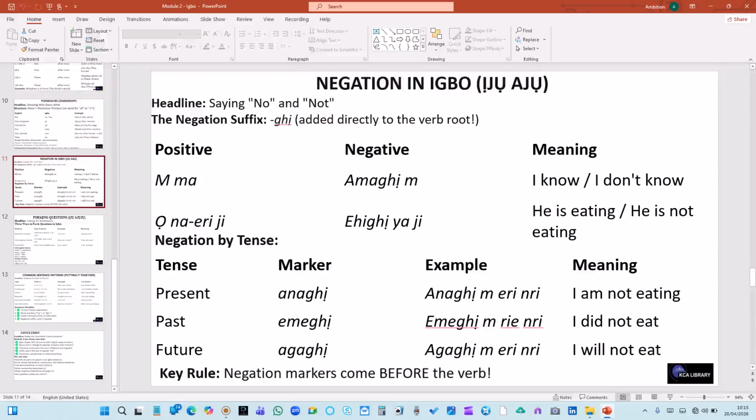Then negation by tense. The present tense marker is anaghị. Example, anaghị m eri ji, which means I am not eating. Anaghị m eri nri. That ghị is the marker of negation. Then the past is emeghị, for example emeghị m rie nri, which means I didn't eat. Emechaghị m rie nri, which means I didn't eat. Then the future marker is agaghị, which means agaghị m eri nri, I will not eat.